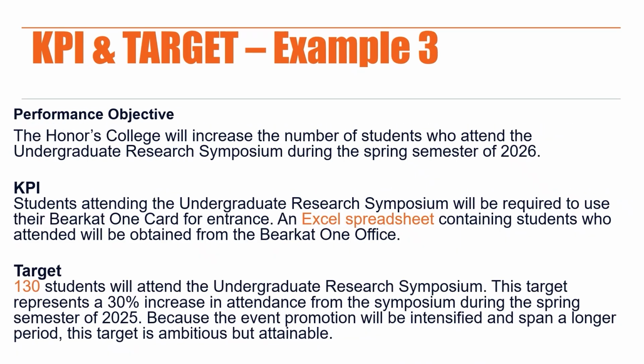In this final example, the performance objective is the Honors College will increase the number of students attending the Undergraduate Research Symposium during the spring semester of 2026. The KPI uses Bearcat 1 card data to track student attendance, providing a direct and reliable measure of participation. The target is 130 students, representing a 30% increase from the previous year. This example clearly demonstrates how the performance objective, KPI, and target work together to create a measurable and meaningful assessment strategy.